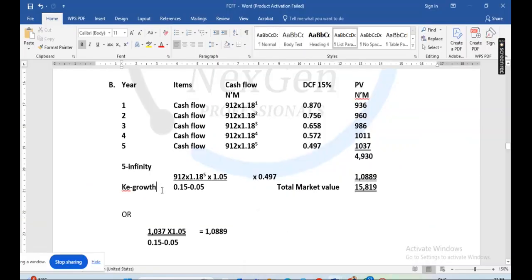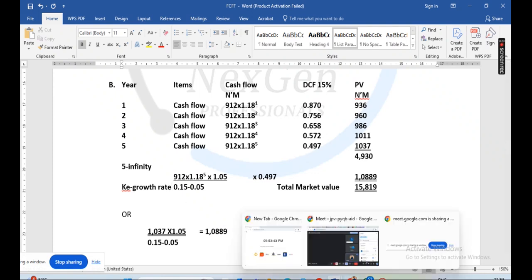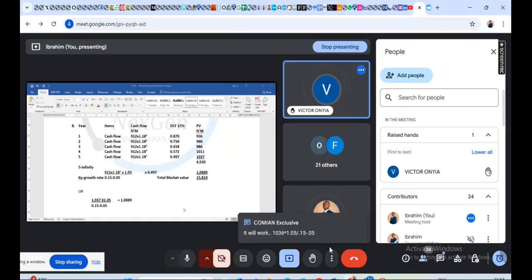Mr. Victor, what do we need to minus by? That is the formula, the cost of equity. Yes.